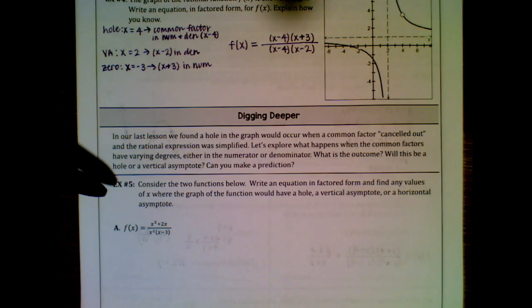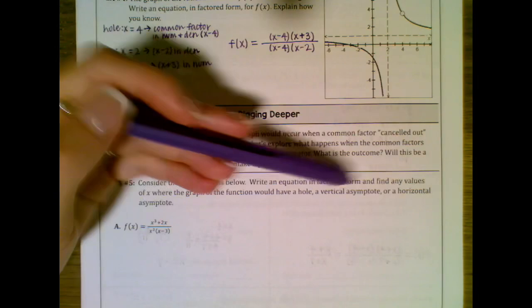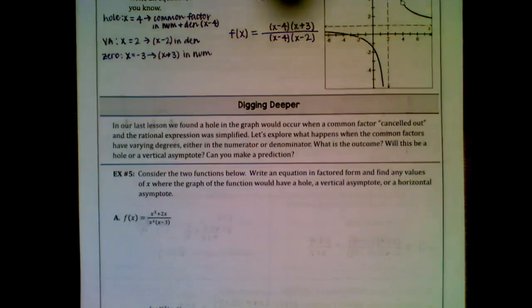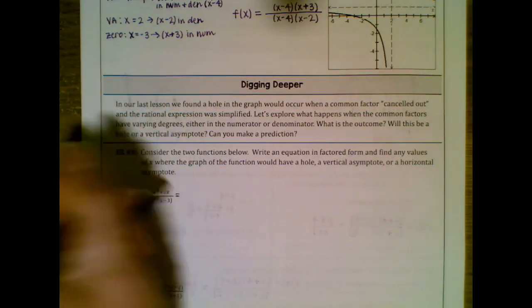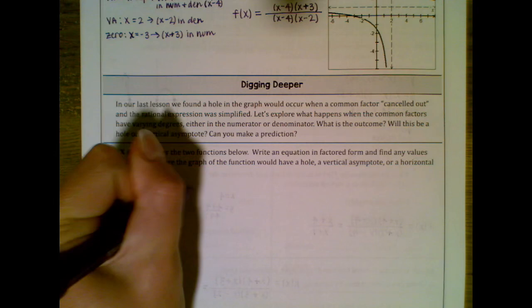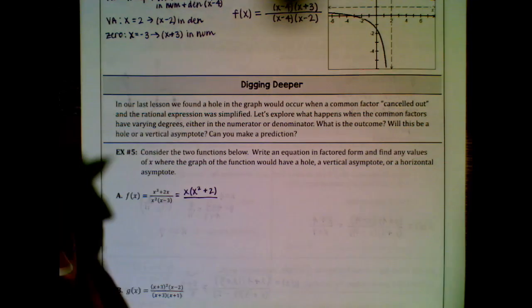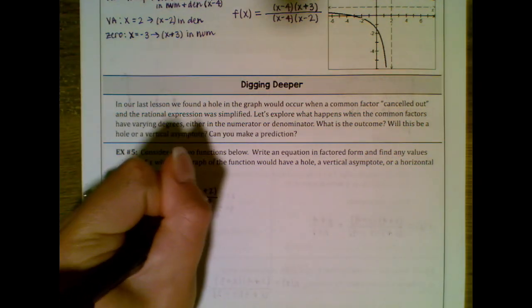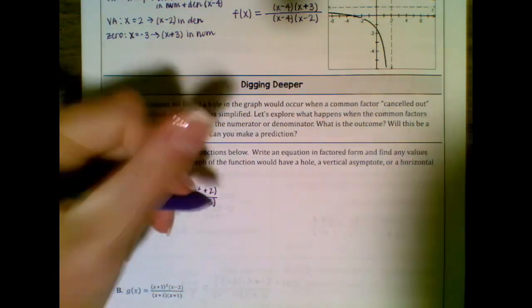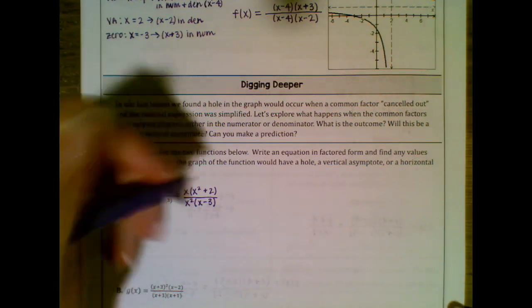So consider the two functions below. Write an equation in factored form and find any values of x where the graph of the function would have a hole, a vertical asymptote, or a horizontal asymptote. All right, here we go. So I'm going to factor this out here. I'm going to take out a GCF of x in the numerator, so I get x squared plus 2. And in the denominator, that's already in factored form. There's nothing else we can do there. And I can't do anything else on my numerator.